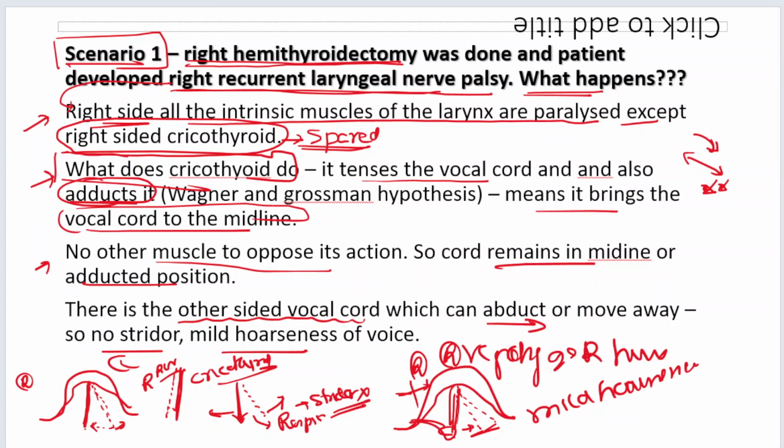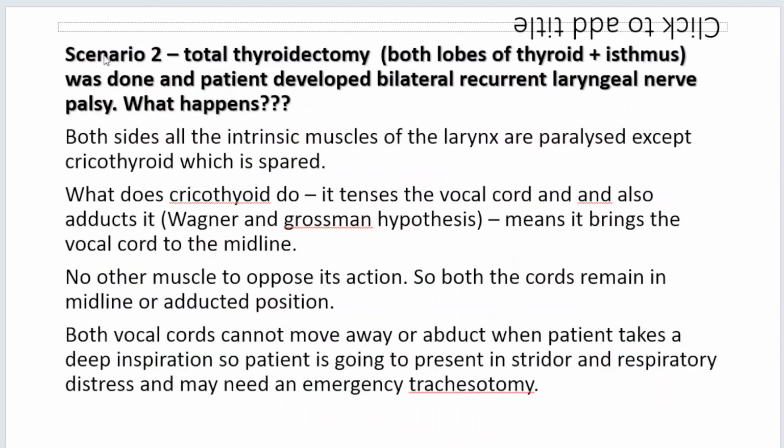Now coming to the second scenario, which is the scenario that ENT surgeons and even general surgeons are scared of. When you perform a total thyroidectomy on this patient, total thyroidectomy means you remove both lobes of the thyroid with the isthmus. The entire thyroid is removed. There is a chance that you are going to damage the right-sided recurrent laryngeal nerve and the left-sided recurrent laryngeal nerve. There is a chance, not that it always happens.